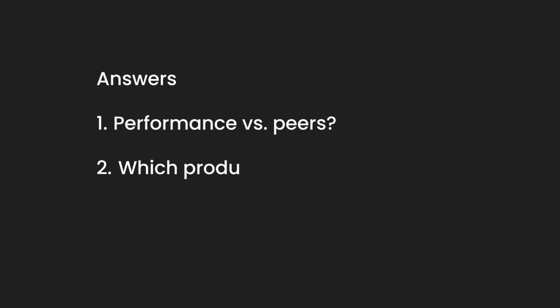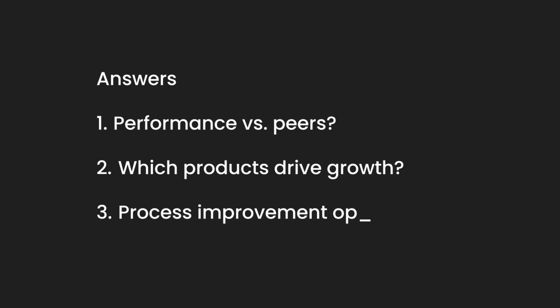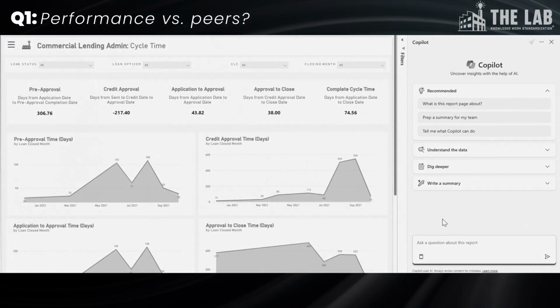Now you can get reliable AI-generated answers for questions like, how does my institution perform against peers? Which products are driving growth? Where can processes be improved? Let's watch it in action and compare it to typical AI-generated reports.